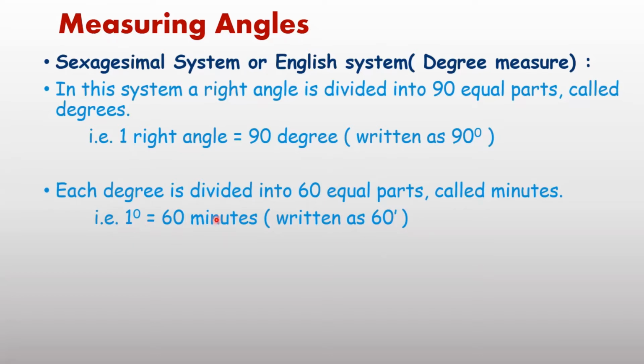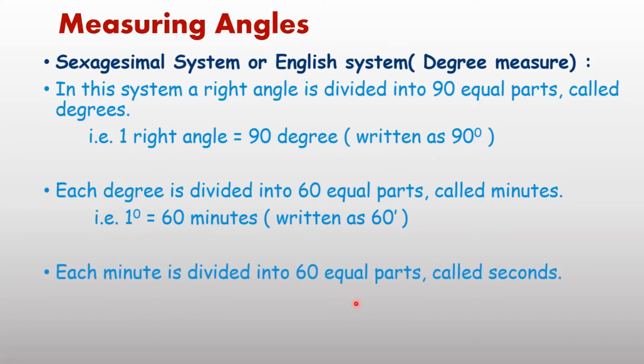The second one is clear. And then if each minute is divided in 60 equal parts, then each part is known as 1 second. It implies 1 minute equals 60 seconds, written as 60″. Two dashes represent seconds. Measurement in this system is known as the sexagesimal system or English system.